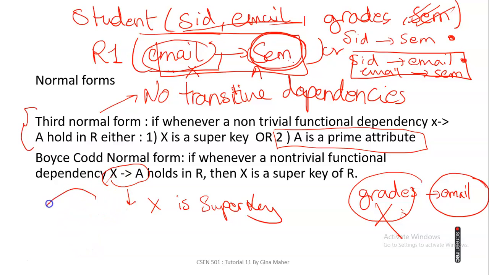Know that the normal forms are something like this: first, second, third, which means that whenever a relation is in the third normal form, it will be automatically in the second one and in the first one. If a relation is in the second normal form, it should be in the first normal form as well. Okay? Let's take an example.